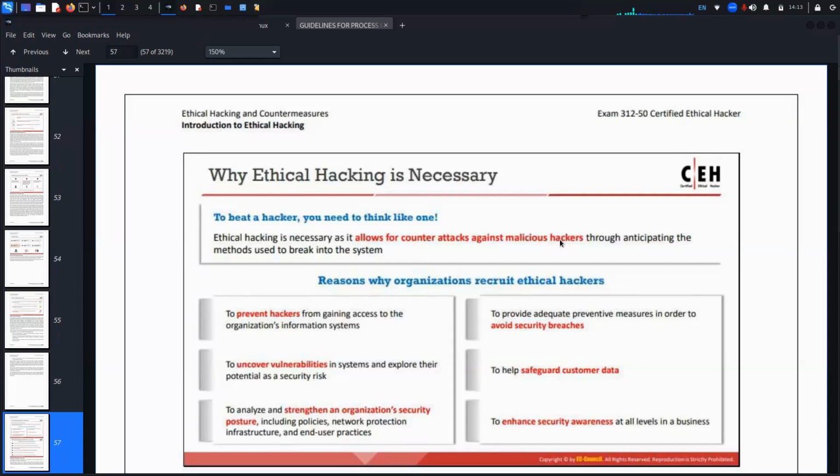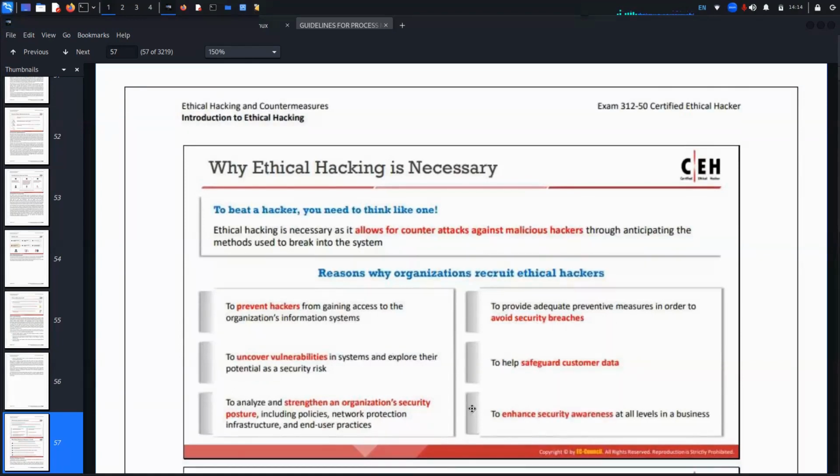Now, the reasons why organizations recruit ethical hackers are very much self-explanatory here: to prevent hackers from gaining access, to uncover vulnerabilities, to analyze and strengthen an organization's security, to provide adequate preventive measures and avoid security breaches, like safeguarding, hardening, whatever it might be. These are the things that we all know.